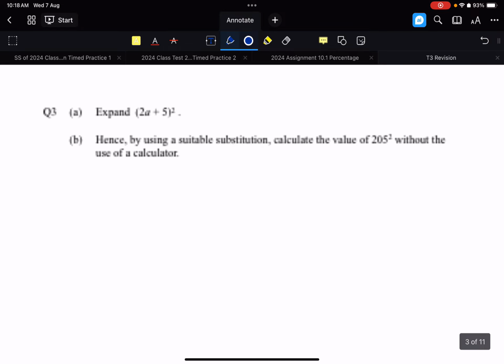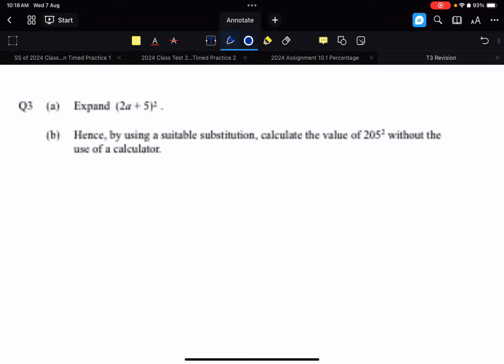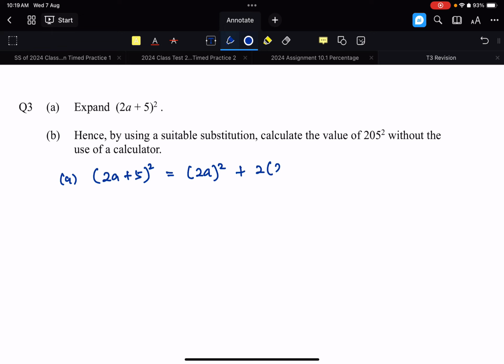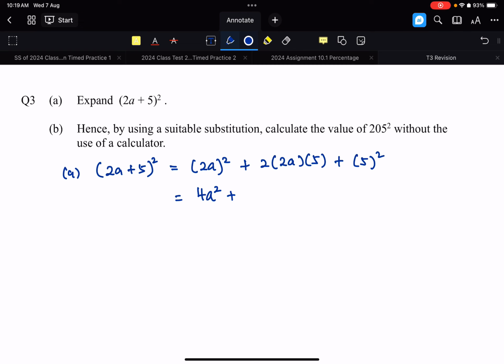Okay, right, next. Question 3a. The resolution is a bit bad. Oh well, I'm sure you can still read it. So we're supposed to expand this. So expanding this, part A, 2a plus 5 squared is actually 2a squared plus 2 times 2a times 5 plus 5 squared. Simplifying this, 4a squared plus 2 times 2 times 5 gives us 20a plus 25. There we go.